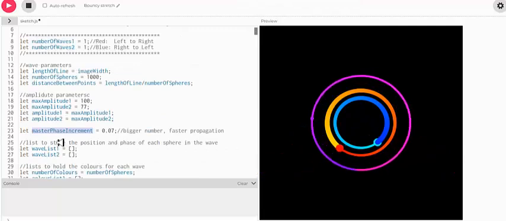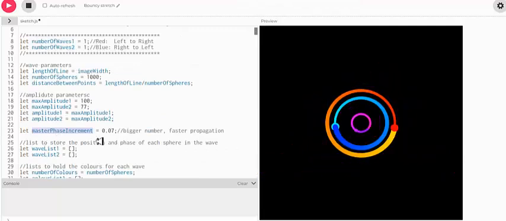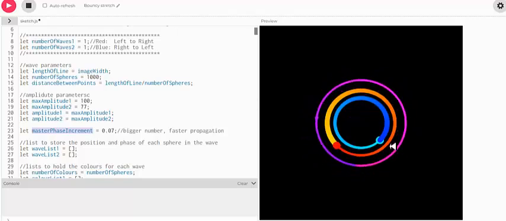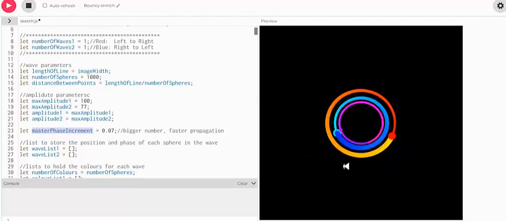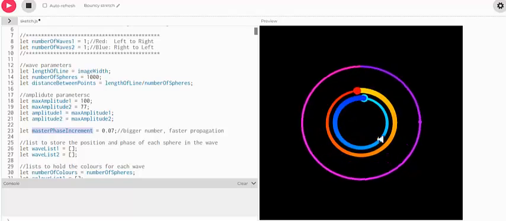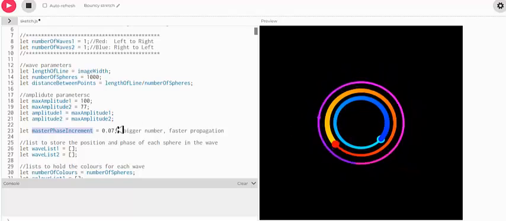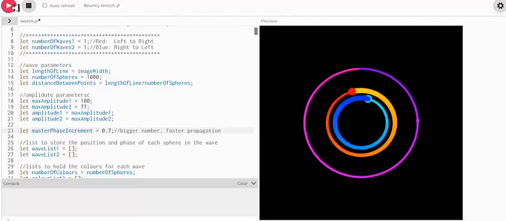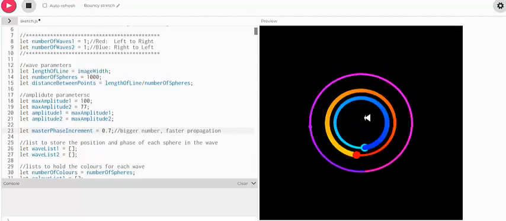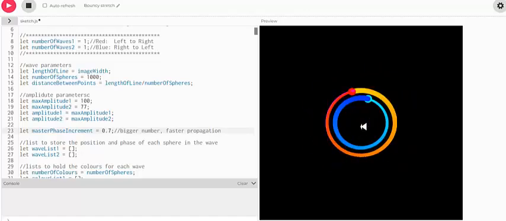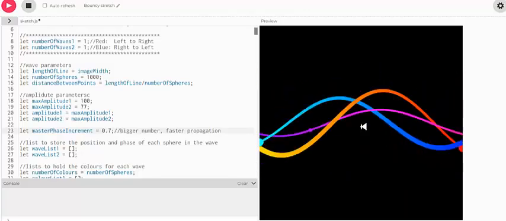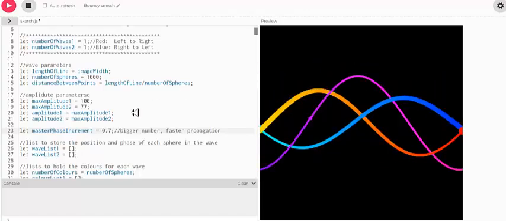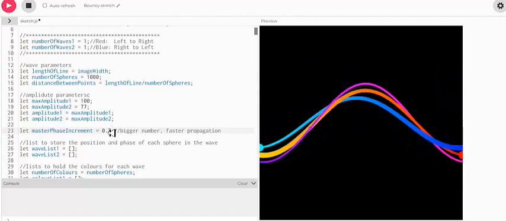So this parameter here, the master phase increment, is used to speed up and or slow down the propagation of the circles around the z-axis to make the helix wave. If I set this to 0.7 instead of 0.07, you're going to see the circles moving really quickly around in circles, and you're going to see a very fast propagation of the two waves. Okay, so we can slow them down.